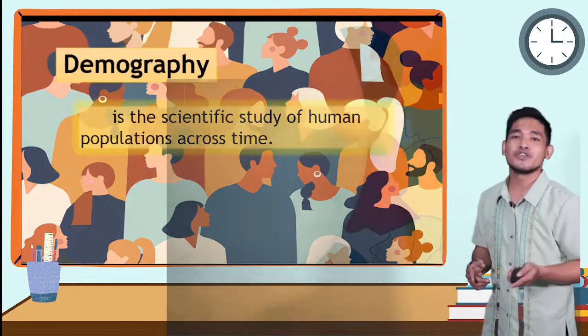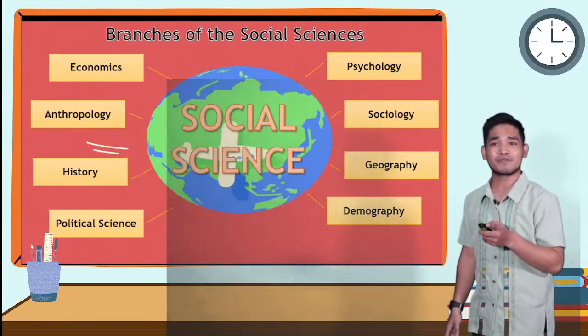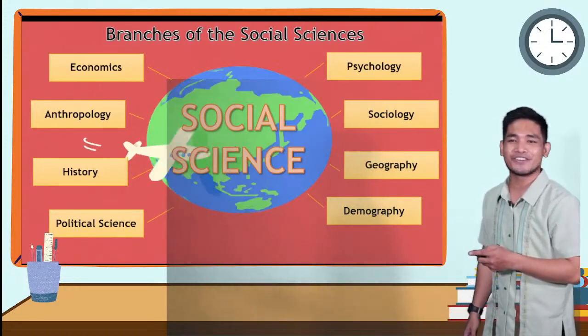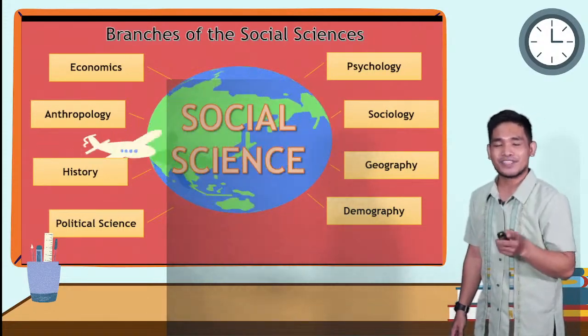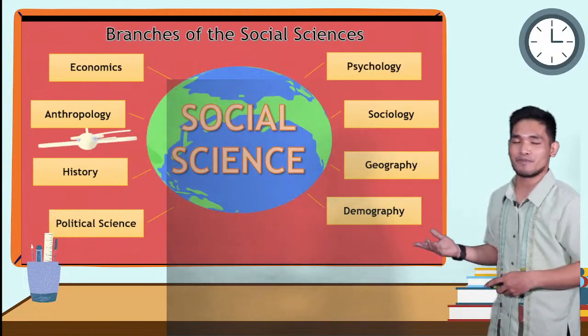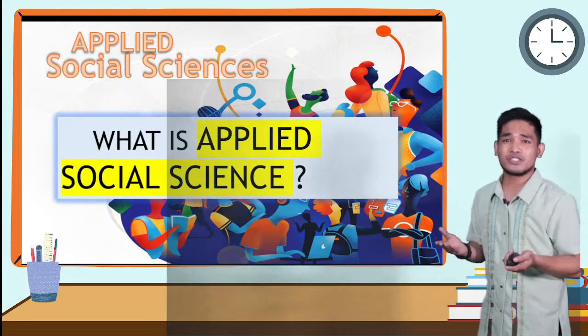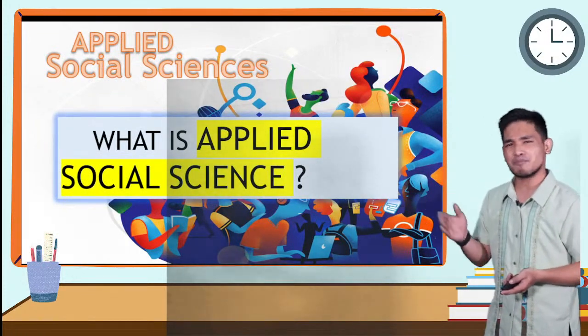All right? So here again are our branches of social science: economics, anthropology, history, political science, psychology, sociology, geography, and demography. So let's talk now about applied social sciences. What is applied social sciences?